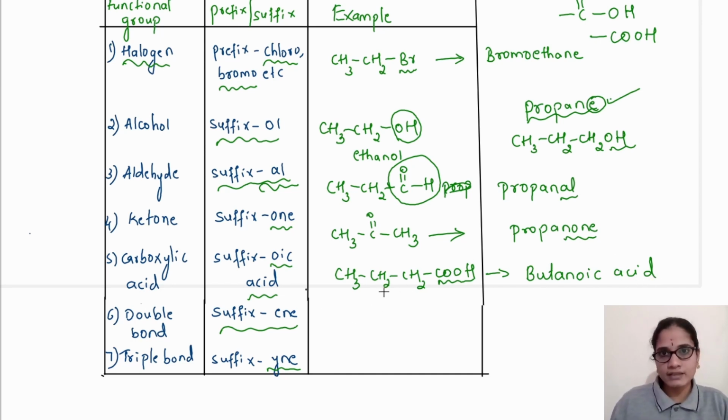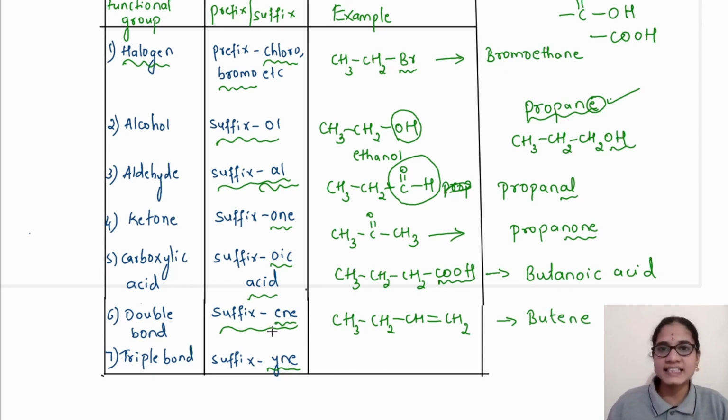If there is a double bond in the carbon chain, see here, there is a presence of a double bond. Then what is the suffix that we use when a double bond is there? It is "ene." So count the number of carbon atoms here: 1, 2, 3, 4. Yes, it is but. What will be the name of this compound? Butene, because the suffix "ene" will be used if there is a double bond.